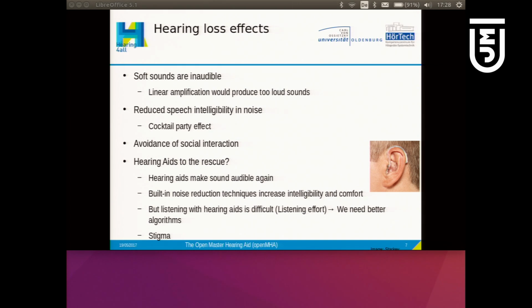This leads to the so-called cocktail party effect. So normal hearing people can usually discern or understand a person while other people are speaking simultaneously. And hard of hearing people have difficulties with this. And this leads to an avoidance of social interaction on the part of the hard of hearing. So they need hearing aids, but are hearing aids good enough? Not yet.